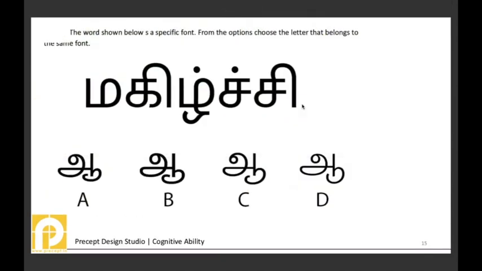The word written here belongs to a specific font. You have to choose from the options the letter that belongs to the same font family. In this case, looking at the curvature, option D is the one which belongs to the same font family. Okay, we'll move to the next one.